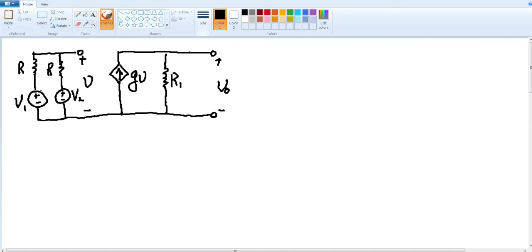So in this circuit, we have two independent sources, V1 and V2. And we have one dependent current source, whose value is controlled by this voltage V as defined between this pair of terminals. And we also have the output voltage, which is chosen as the voltage across this resistor, R1. Now the question is, how do we calculate VO?